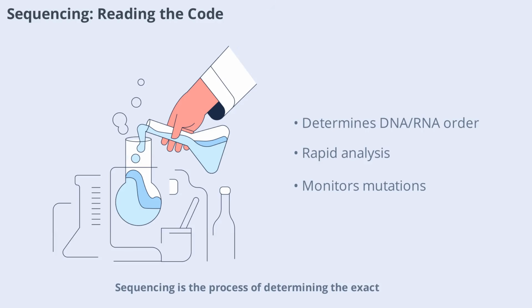Sequencing is the process of determining the exact order of DNA or RNA in a pathogen. Modern sequencing technologies can read millions of genetic letters in just hours. This rapid analysis allows scientists to compare different samples, spot mutations, and monitor how a disease is evolving. Sequencing is a cornerstone of infectious disease genomics, enabling real-time surveillance and response.